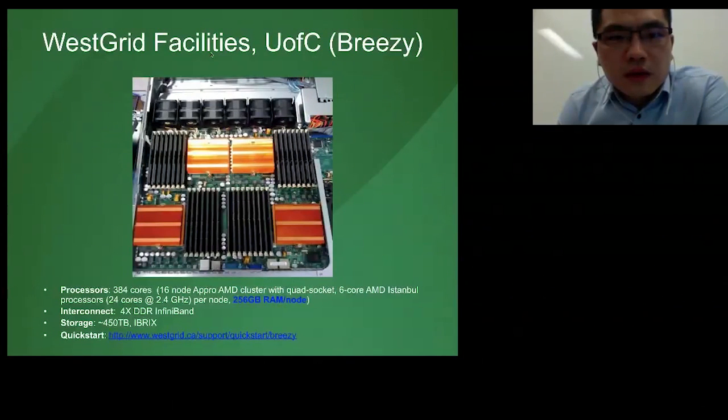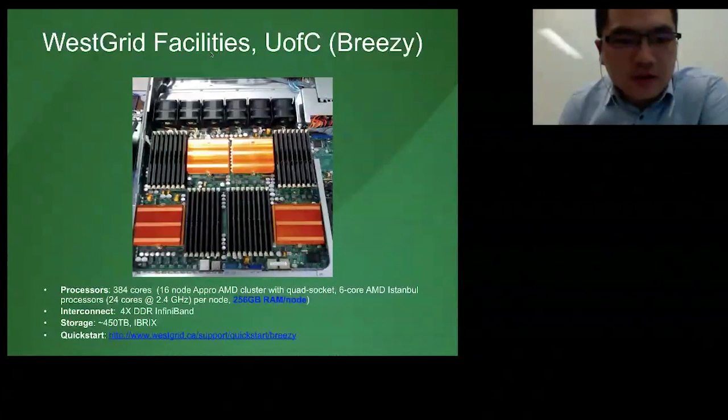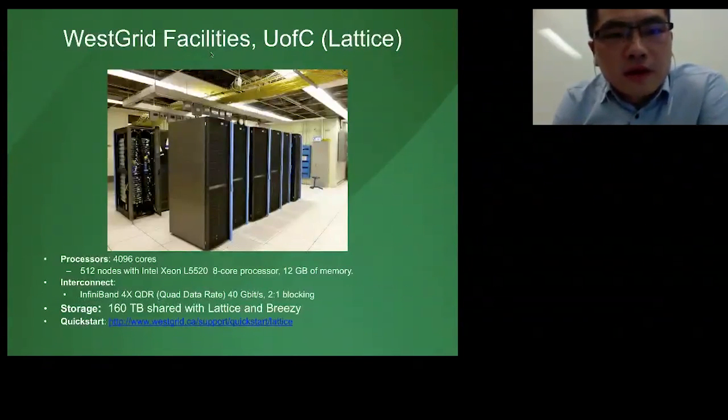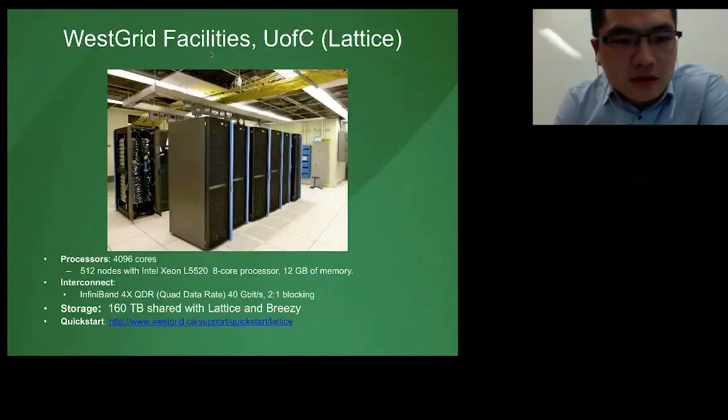UC has one called Breezy. It's a Fed node cluster. It has 384 cores and 16 nodes. For storage, it has 400 IBRIX terabytes, 450 terabytes of storage. UC also has one called Lattice, sorry, Lattice, with 4,096 cores and 160 terabytes.